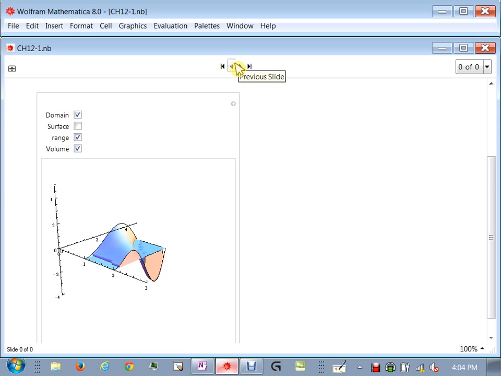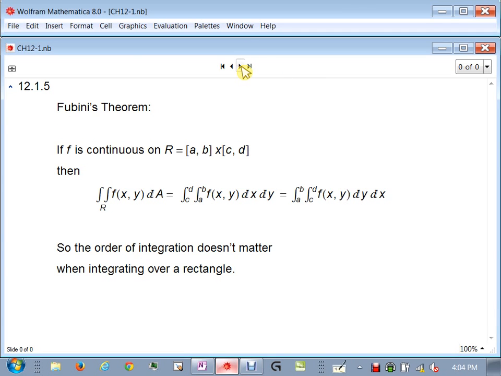As long as the domain is a rectangle. Yep. And the function has to be nice, well behaved. Yep. So yeah, if f is continuous on R, and R is basically of this form, then you're guaranteed you can switch it. Okay.